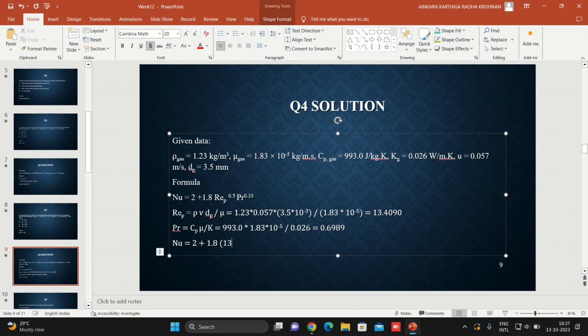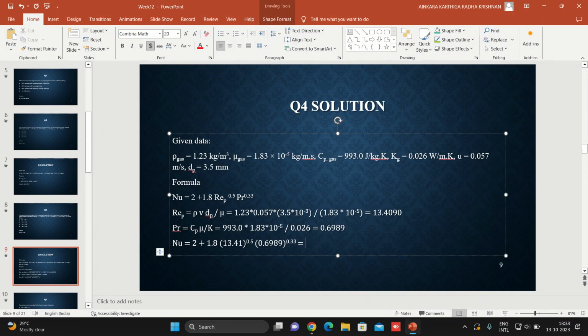So on substituting it into that, we will be getting Nusselt is equal to 2 plus 1.8 into Reynolds, 13.41 power 0.5. So which is again we need to do the calculation. What are we getting now? Can anyone say the answer? 13.41 to the power of 0.5 into 0.6989 to the power of 0.33.